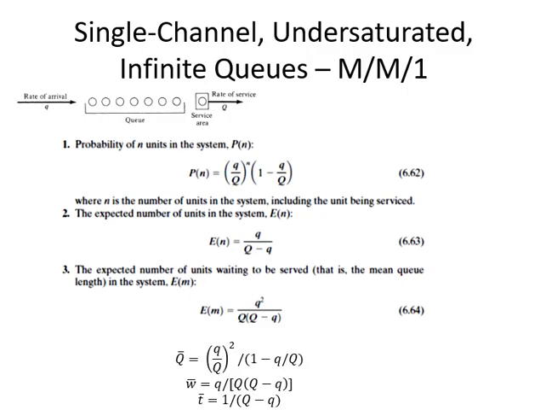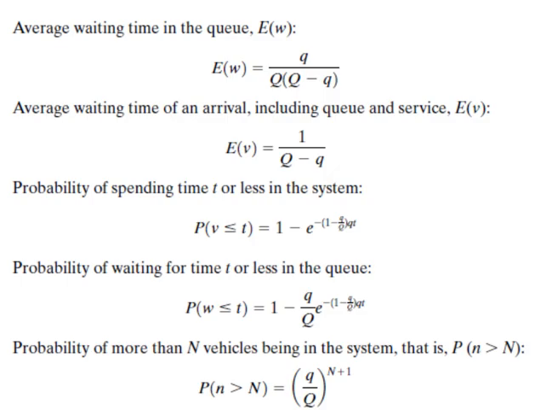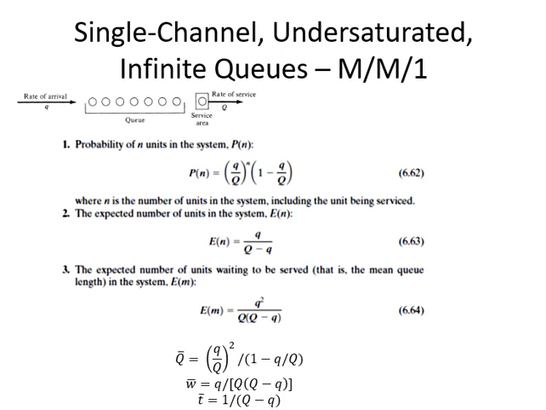Probability of having n number of vehicles in the system. And then we have this one, which is the probability of having more than n. Can you tell me the difference between them? What is the difference between the last one and the first one?